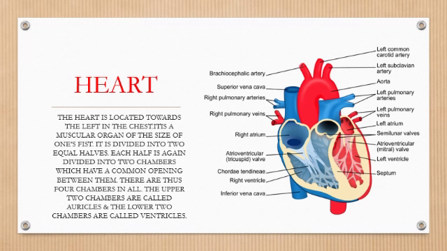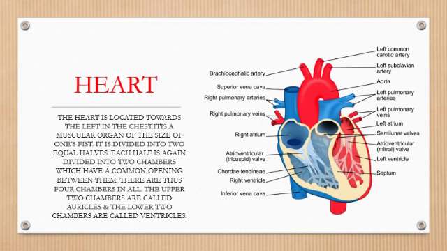And the heart is divided into two equal halves, and each half is divided again into two chambers which have a common opening between them. So there are four chambers in all. Total two halves, two chambers each. So 2 plus 2 will be 4 chambers in all.